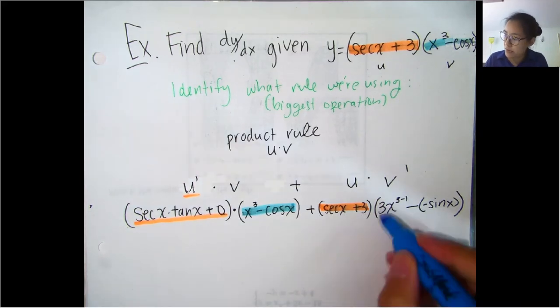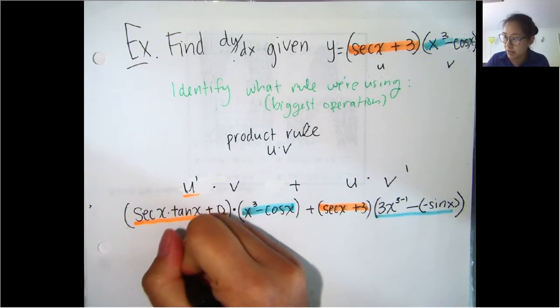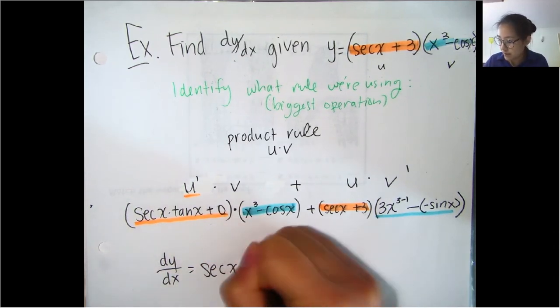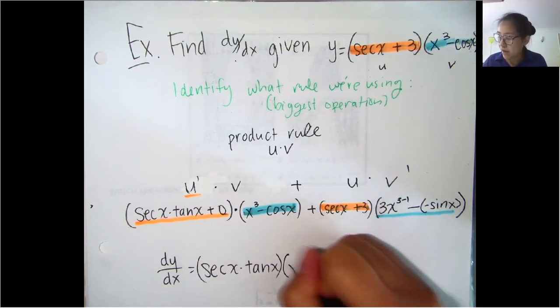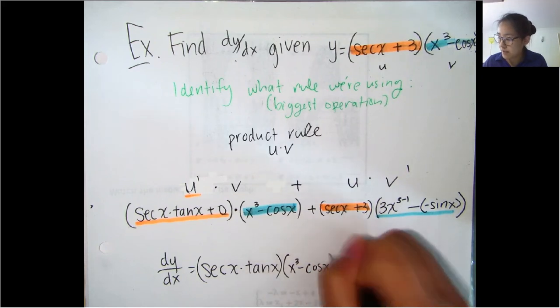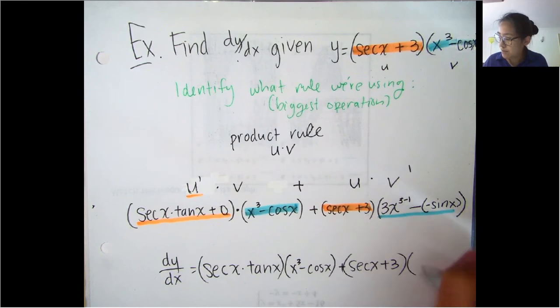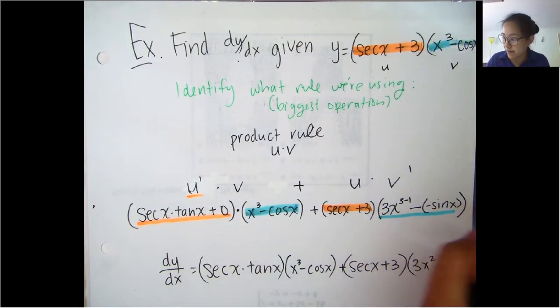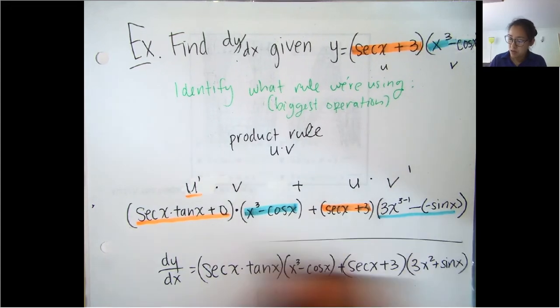All right, so let's go ahead and simplify just a little bit. Again, if you're in my class, you can just leave it like this, but we'll do some basic simplification just so it looks a little bit better. Okay, so dy/dx equals secant of x times tangent of x times x cubed minus cosine of x plus secant of x plus 3 times 3x squared and then minus a negative, so that would be plus sine of x. Okay, and there we have it. That's our answer.